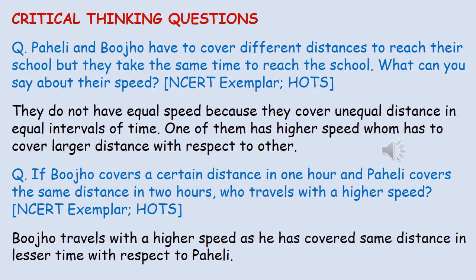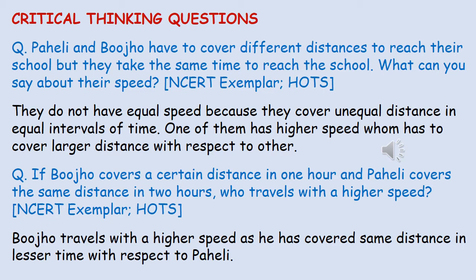Critical thinking questions. Paheli and Bojo have to cover different distances to reach their school, but they take the same time to reach the school. What can you say about their speed? This is a question from NCERT Exemplar. It's a HOTS question, so note it down in your notebook. It's very easy to infer that they do not have equal speed because they cover unequal distances. They took different routes in equal intervals of time.